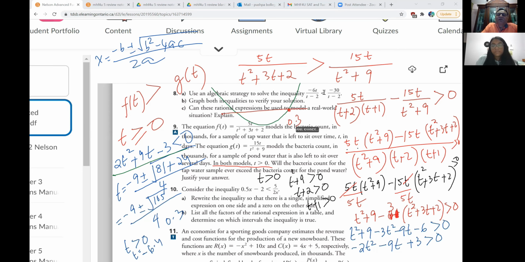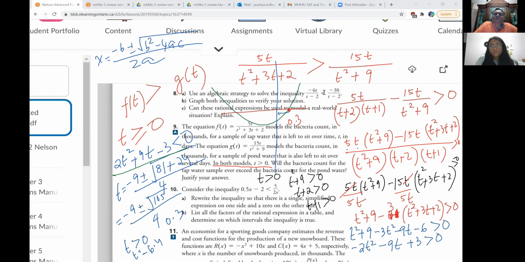Correct? Our graph is only valid for t which is positive. So say 0, right? But you can see that within this interval, the first 0.3, the units are in which unit? What is time in? T in days. Days, yeah. So 0.3 days. For the first 0.3 days, f of t is greater than g of t.